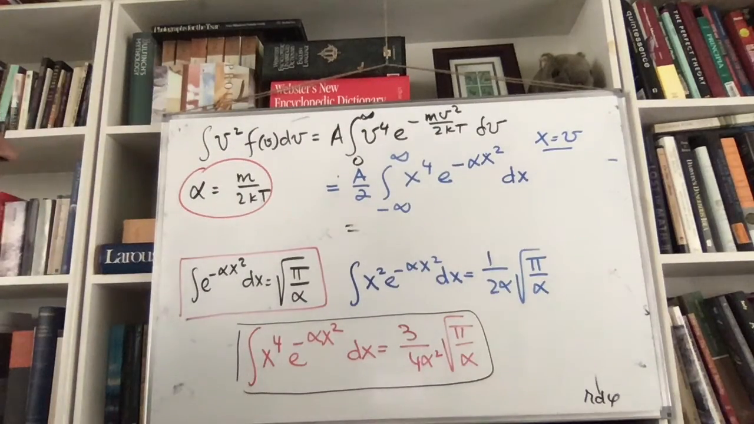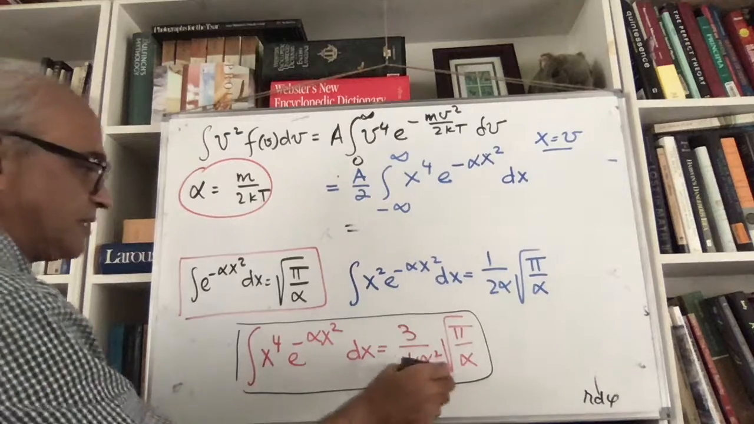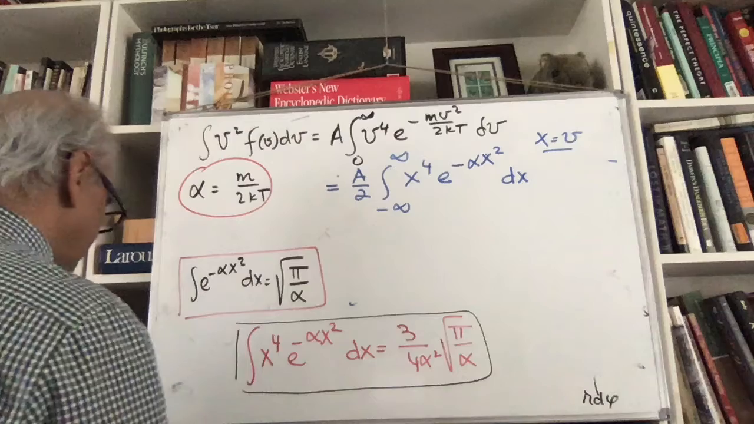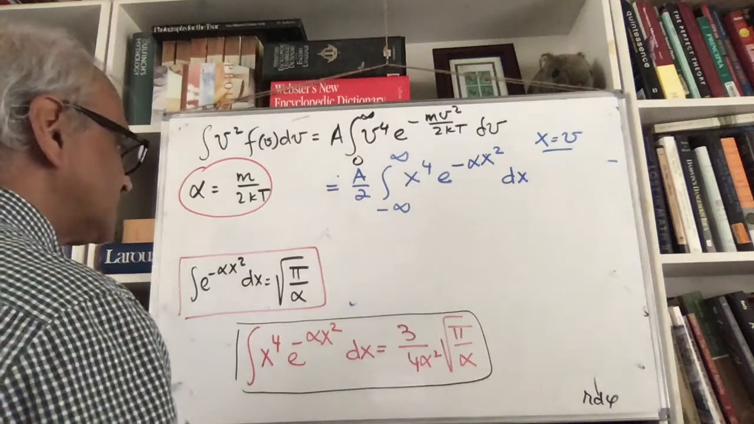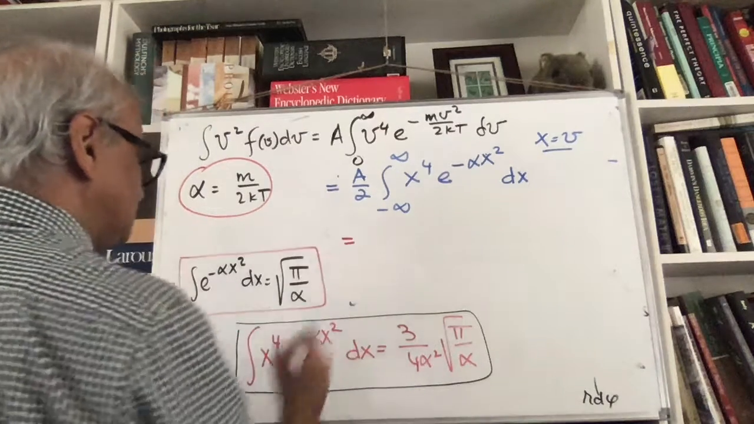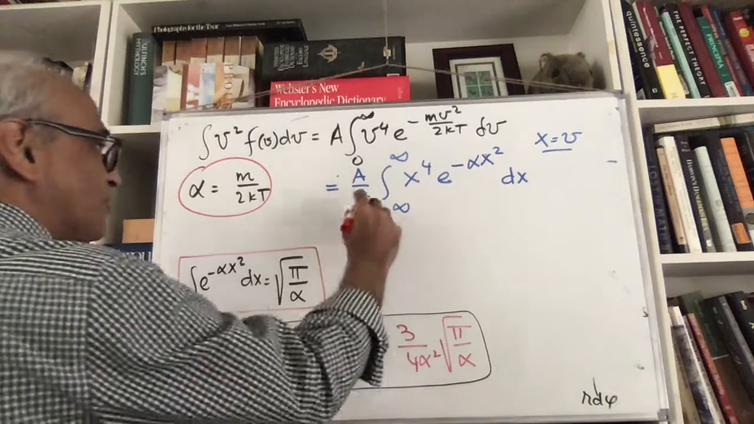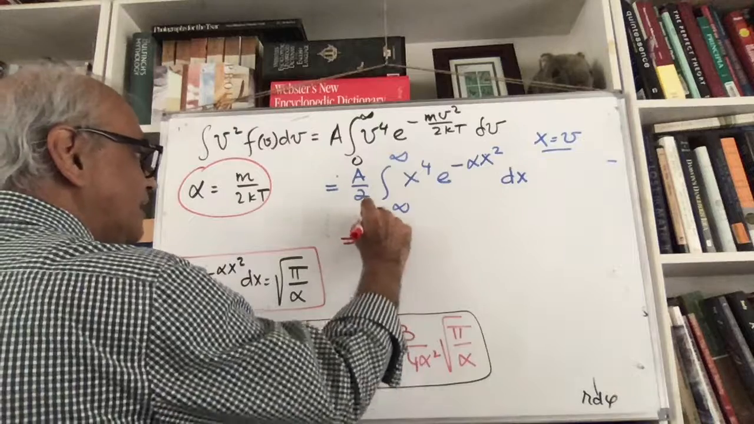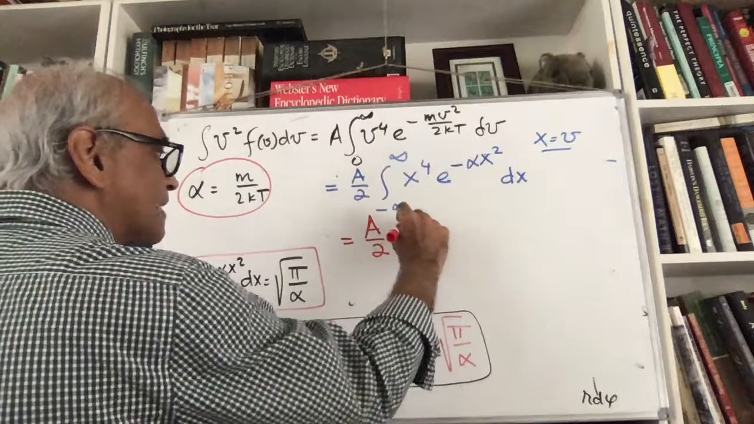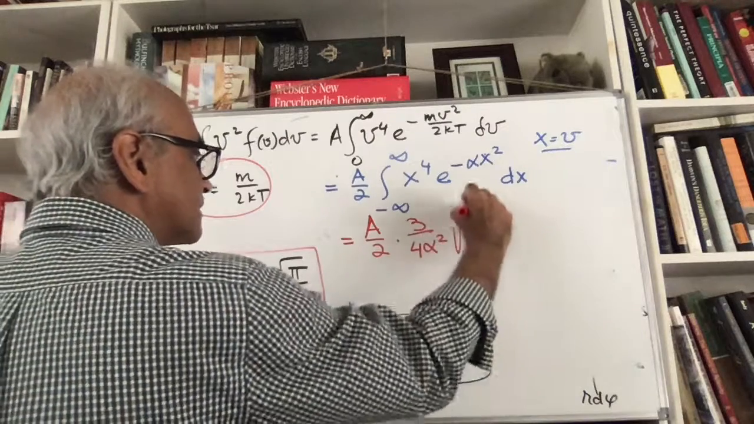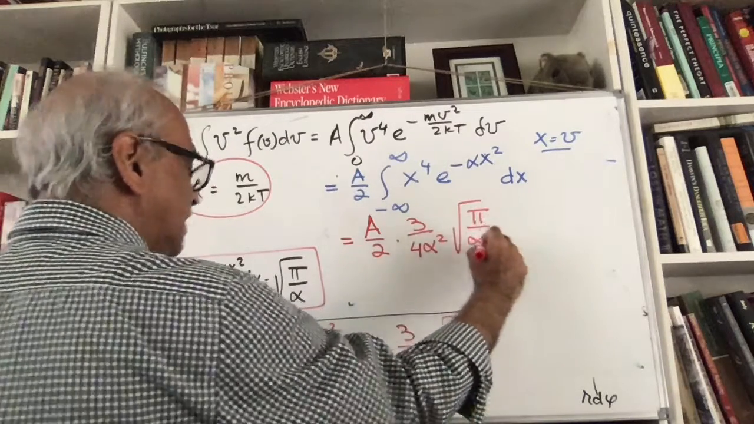And now I have my result. What's my result? My result is simply I'm going to put this guy. This is my result right here. So what do I have? Let's say it gets a little bit complicated here right now, so let's hold our thoughts right there. So I have a over 2, 3 over 4 alpha square, root pi over alpha.